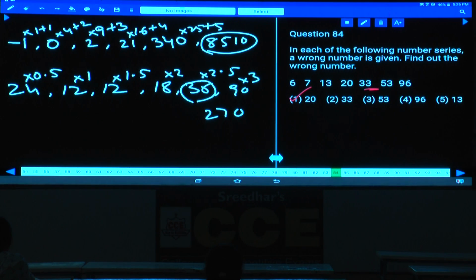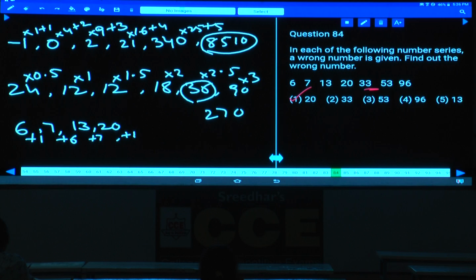Now, in this 84, the numbers are increasing at a very small rate. Hence, we should go for difference. What is the difference here? 6 plus 1 is 7. Next one, 7 and 13. 7 plus 6 is 13. And next one, 13 and 20. 13 plus 7 is how much? 20. Next one, 20 and 33.